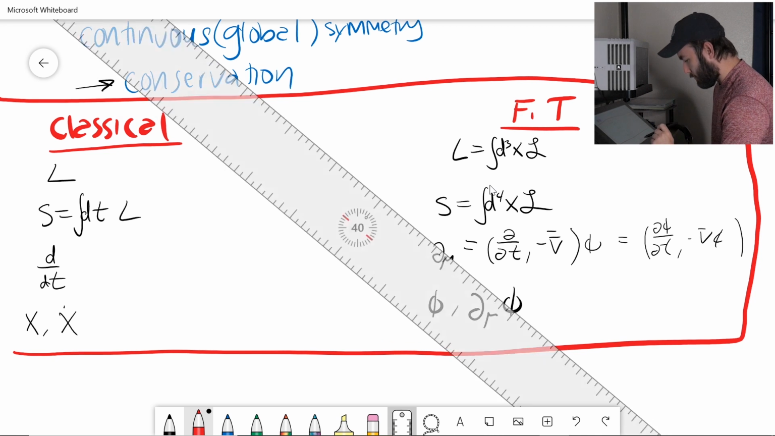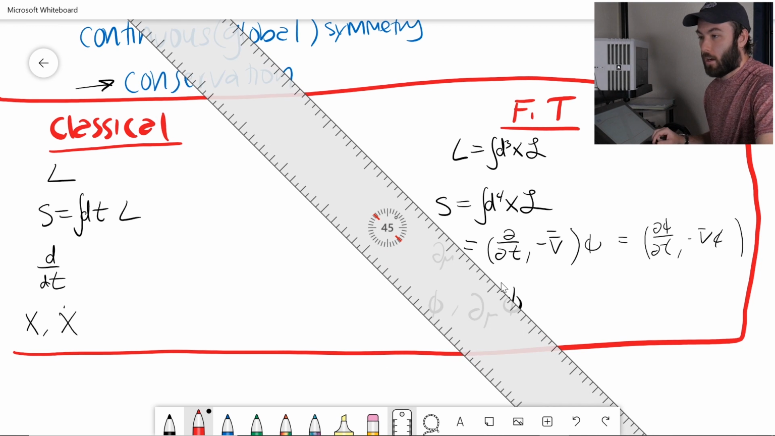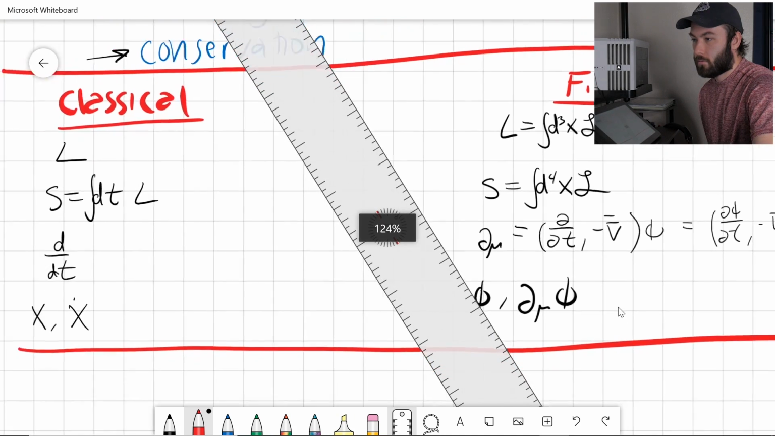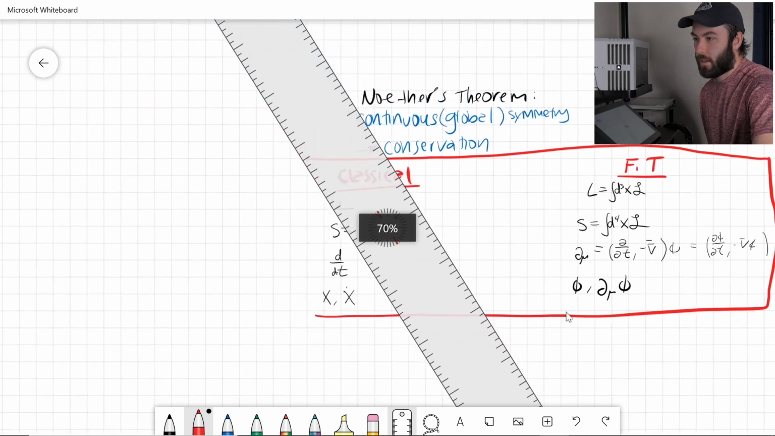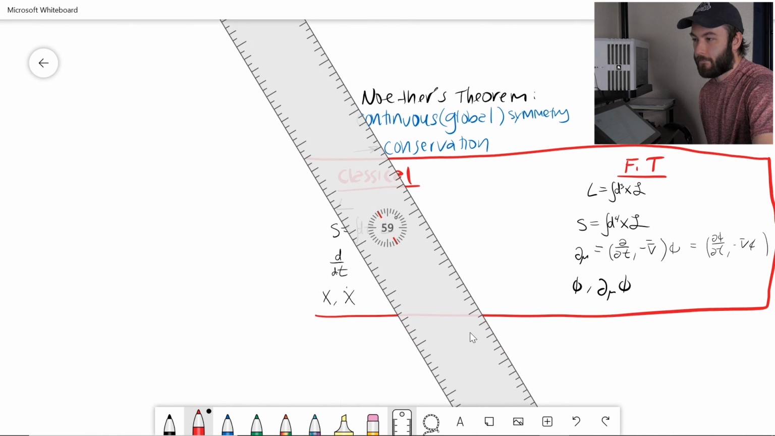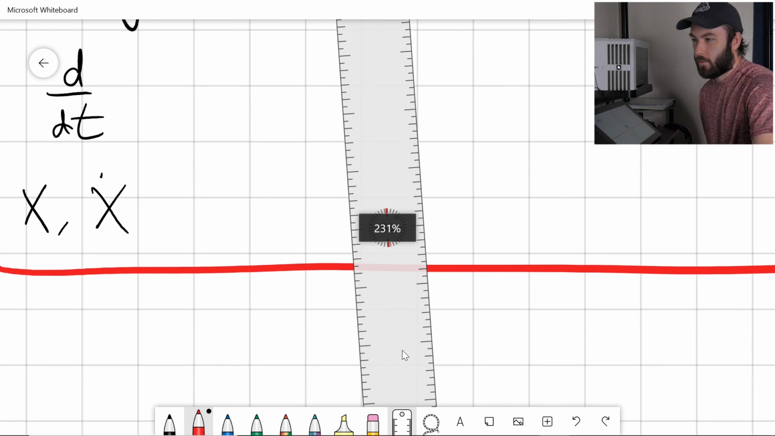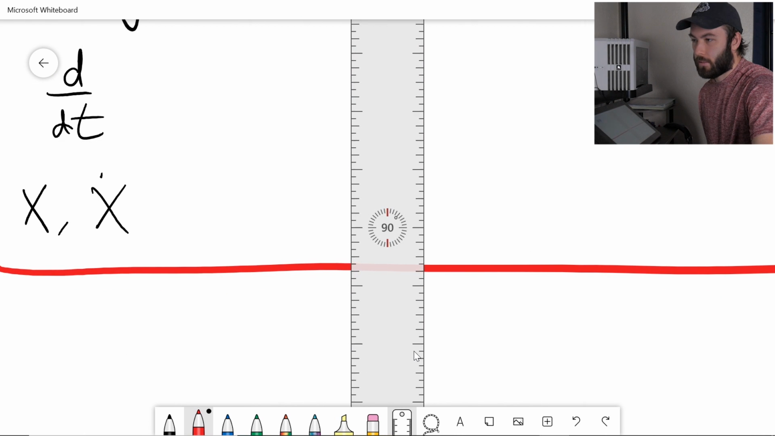Let me also get a straight edge. That way I'm not writing at an angle. Oh, shoot. I guess I can zoom out all the way. There we go.